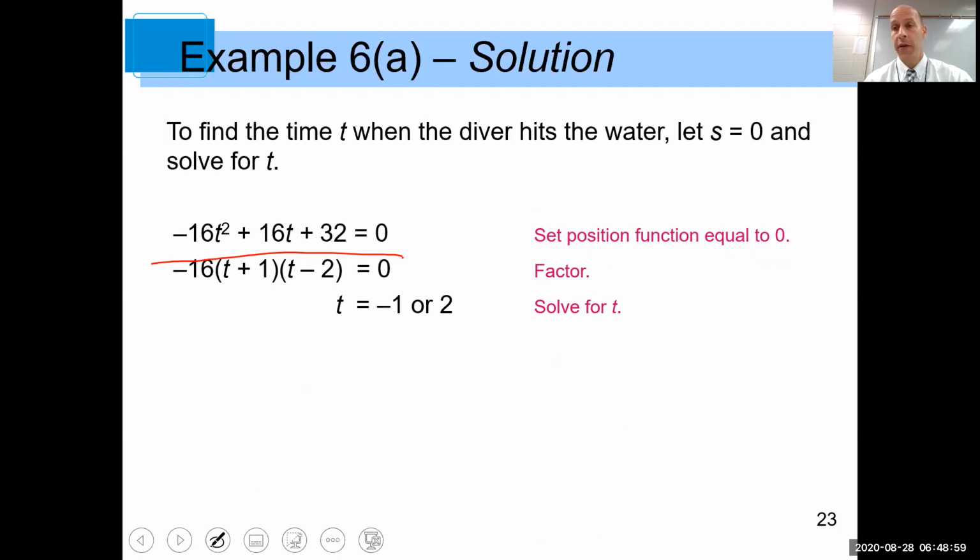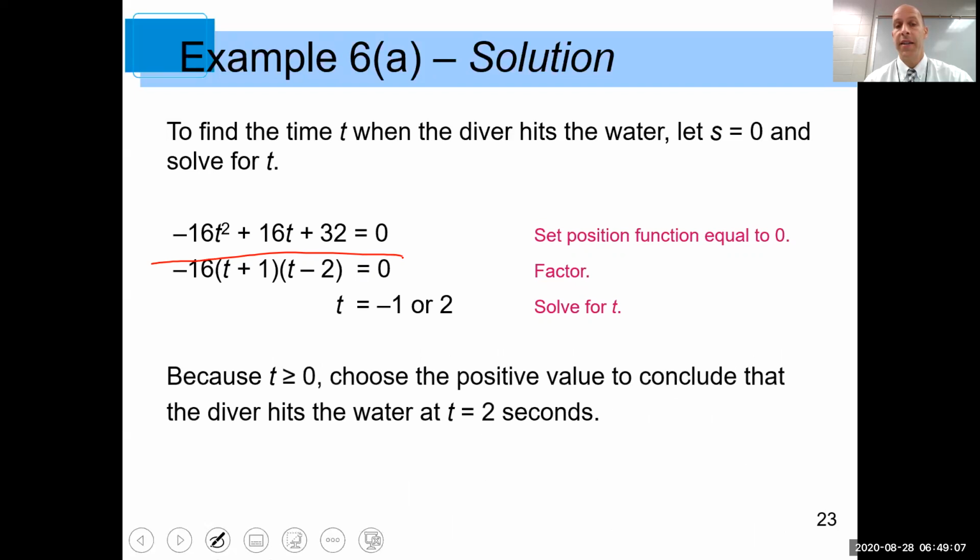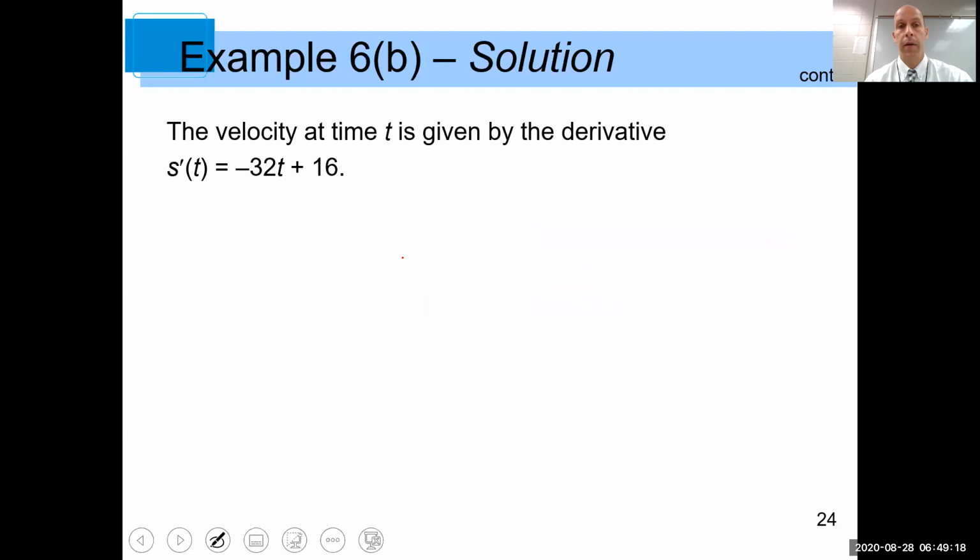So do both those answers really make sense here? Well, probably the -1 does not. We're probably not thinking about t at -1. So it's probably going to be just the positive. Since t is greater than 0, the positive value is what we're going to look at. So it's going to be 2 seconds. It's going to take 2 seconds for him to hit the water.